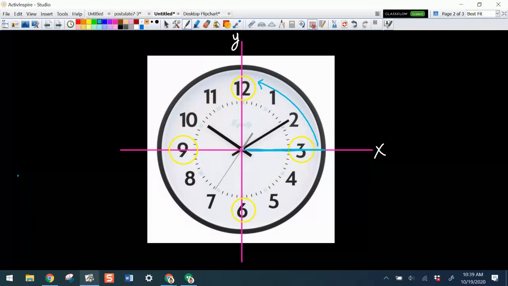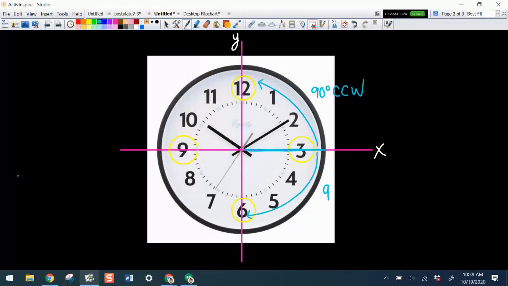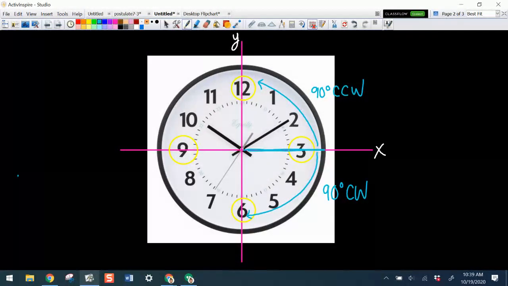Counterclockwise is the opposite direction that the clock hands actually travel. So this would be 90 degrees counterclockwise. That's the notation you'll see me use, CCW. And if we started at 3 o'clock and went 90 degrees clockwise, we'd end up at 6. This is known as 90 degrees clockwise. And you'll see that notation.